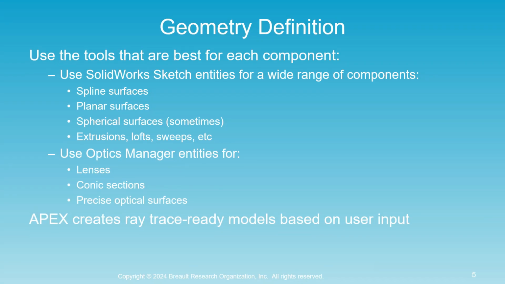Since you will have access to both SOLIDWORKS and Apex tools, it's good to know when to use what. For example, you can use SOLIDWORKS tools to sketch surfaces or create paths for light to travel, while using Apex tools to generate sources, lenses, or specific optical surfaces. The end goal is to create a ray trace ready model that you can use for optical prototyping and analysis without having to switch between optical and CAD software. It's all in one package.